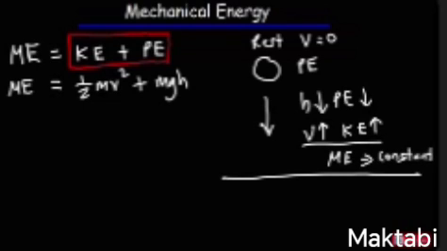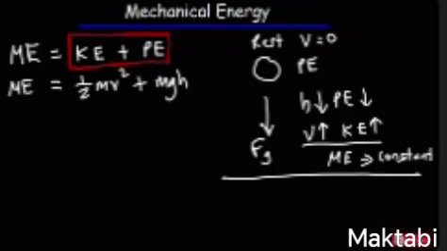In this situation, the only force that's acting on this object is the force of gravity. And gravity is known as a conservative force. So whenever you have a system in which only conservative forces are acting on an object, the mechanical energy of that object is going to be constant.